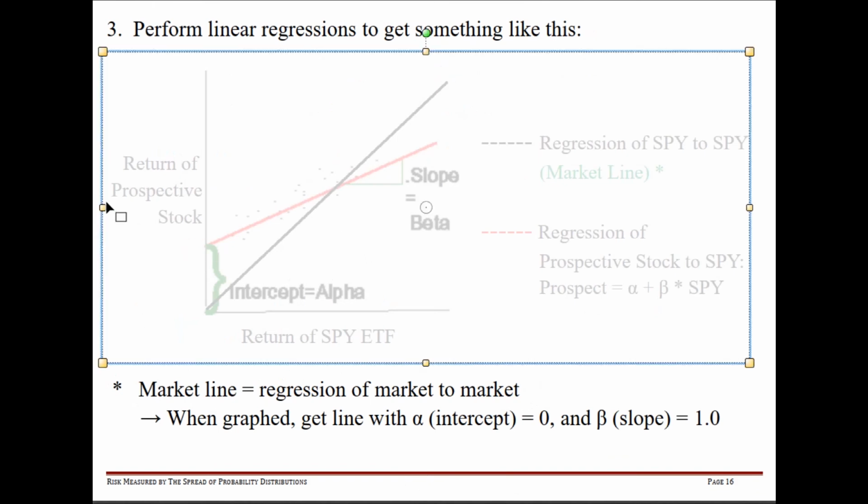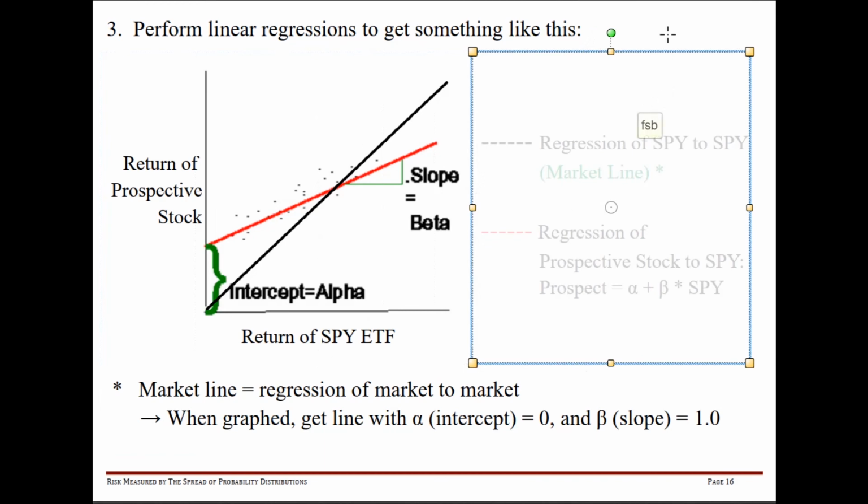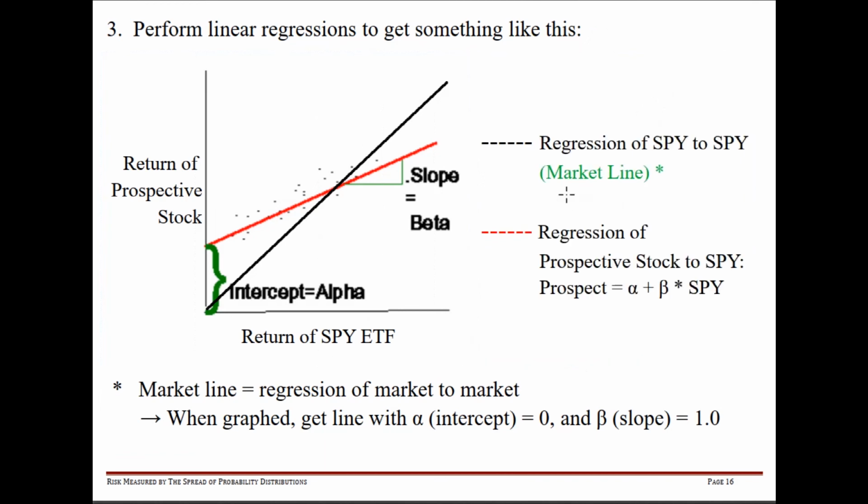And then we do want to go ahead and perform our linear regression of the ETF or the stock we're interested in versus the stock market. So you always want to put your stock market on the x-axis there and look at the returns of our prospective stock or ETF on the y-axis. And we're going to get something like the red line here, where the slope is going to be beta from the linear regression and the intercept is alpha.